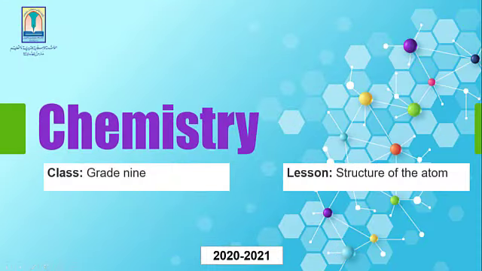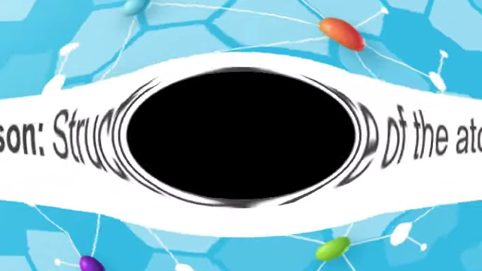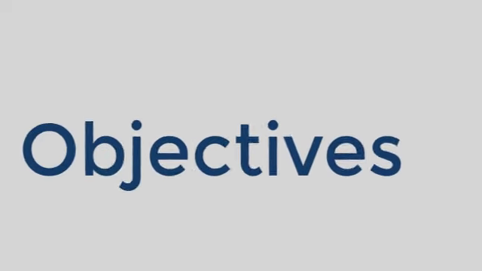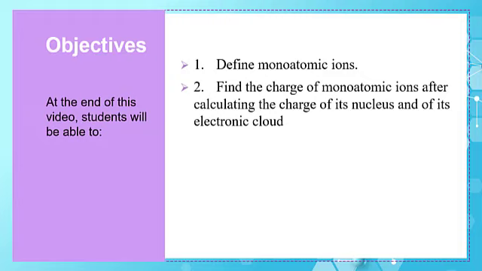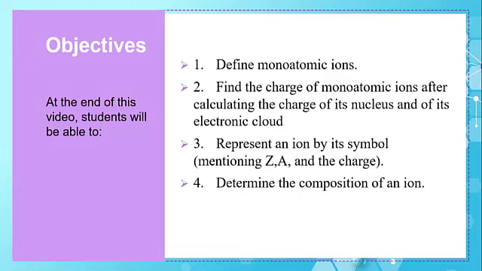Hello dear student. In the fourth session of the lesson Structure of the Atom, we're going to talk about the following objectives. Define monoatomic ions. Find the charge of monoatomic ions after calculating the charge of its nucleus and of its electronic cloud. Represent an ion by its symbol by mentioning Z, A and the charge, and determine the composition of an ion.